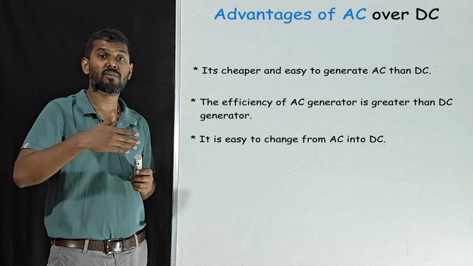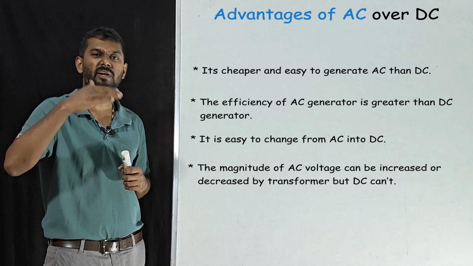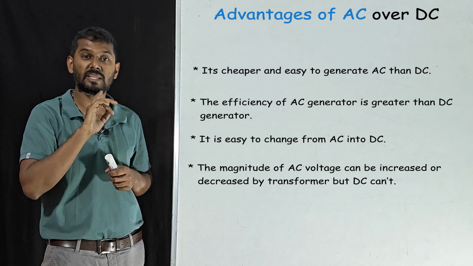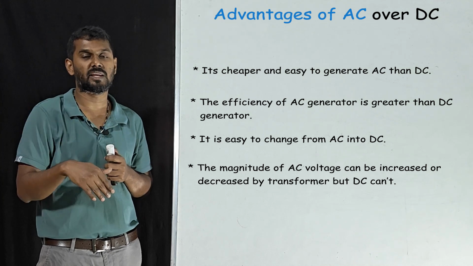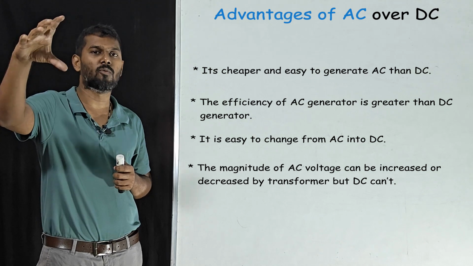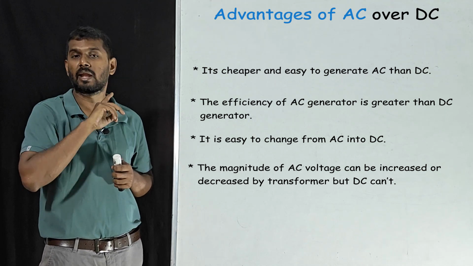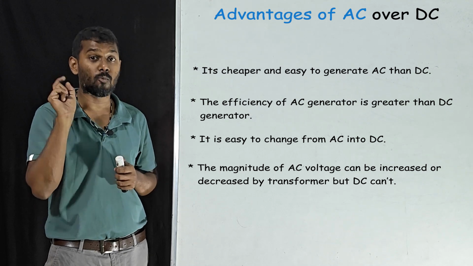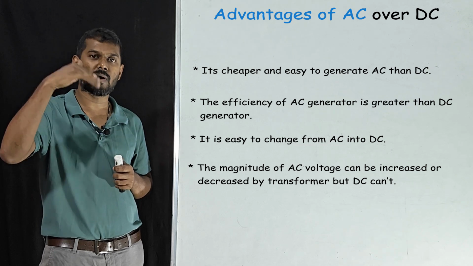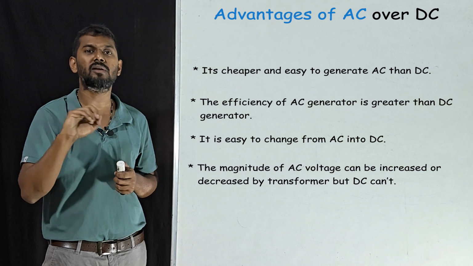Next, whenever we want to change the value of AC voltages, that is, increasing or decreasing the value, we can do it in AC, but in DC we cannot. For increasing we use step up, and step down means decreasing the voltage. This can be done only in AC, not using DC. Why? Because DC produces constant magnitude. If you want to step up or step down, we should not have a constant value. It should keep on changing.